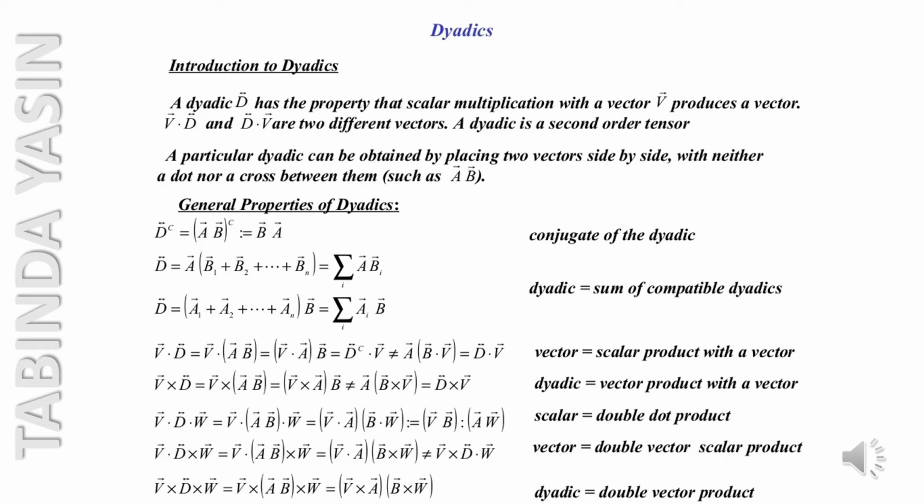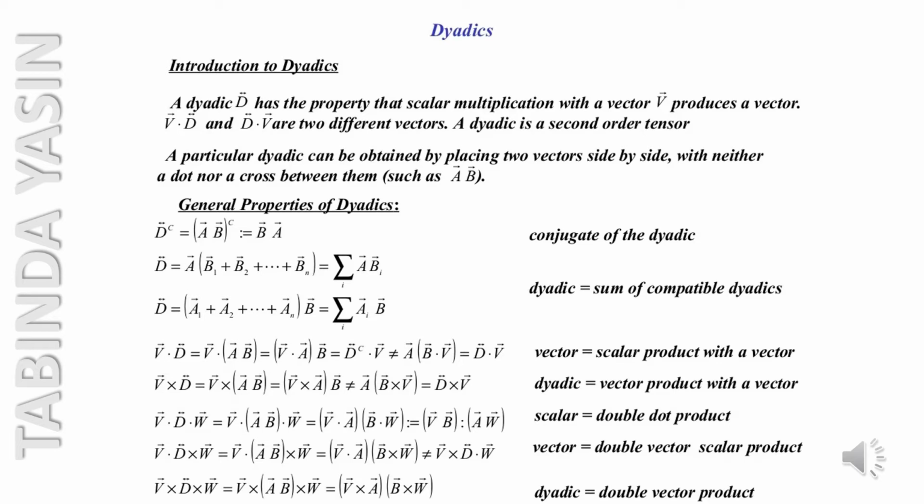Now then we have a double dot product. We can write V vector dot dyadic D dot W vector, that is equal to V vector dot the dyadic A vector B vector dot W vector, that can be represented as V dot A times B dot W, and that will be equivalent to V dot A times B dot W, that is a scalar, and that is called a double dot product.